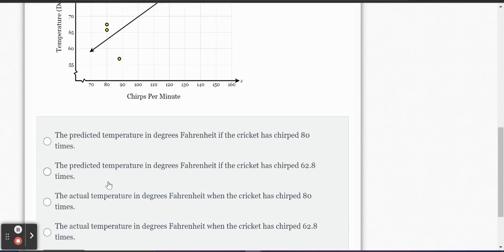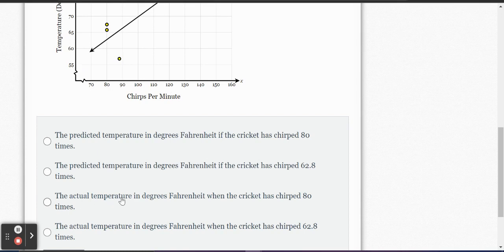Let's see if we have that. It is the predicted temperature in Fahrenheit if the cricket has chirped 80 times. That could be an answer, right? It's not the 62.8. Wait, it could be. Hold on. Let's see. The predicted temperature in Fahrenheit if the cricket has chirped 62.8 times. No. The temperature is the y values, not that one.